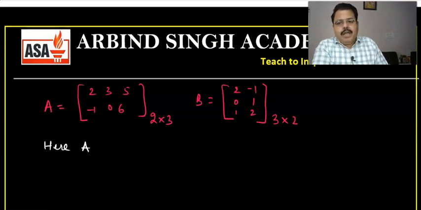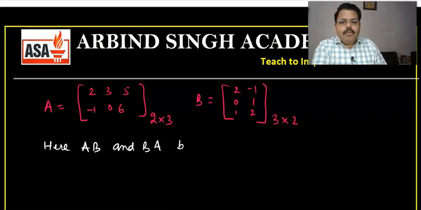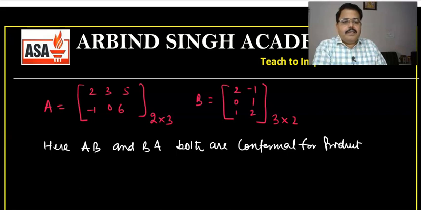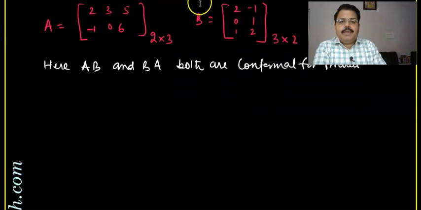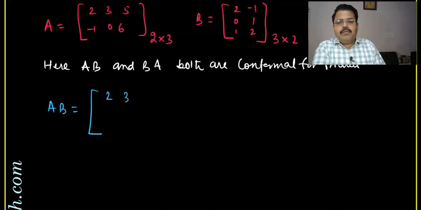Here AB and BA both are conformal for product, as they satisfy the condition. So now, let us calculate what is AB and what is BA. Let me calculate this. What is AB? For AB, we can write 2, 3, 5, minus 1, 0, 6. And B, I can write here 2, minus 1, 0, 1, 1, 2.